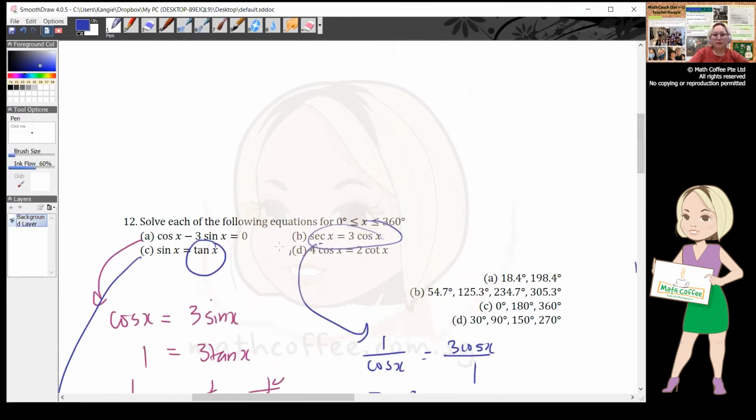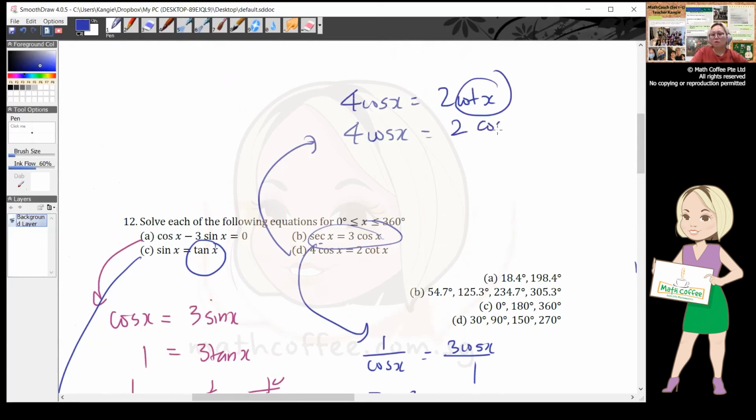We can put it here. Ta-da! So 4 cosine x equals 2 cotangent x. 4 cosine x, I can't do anything to it, but I can change this one to 2 cosine x over sine x. These two put it at the top, put this one over 1, cross multiply. So 4 sine x cosine x equals 2 cosine x.